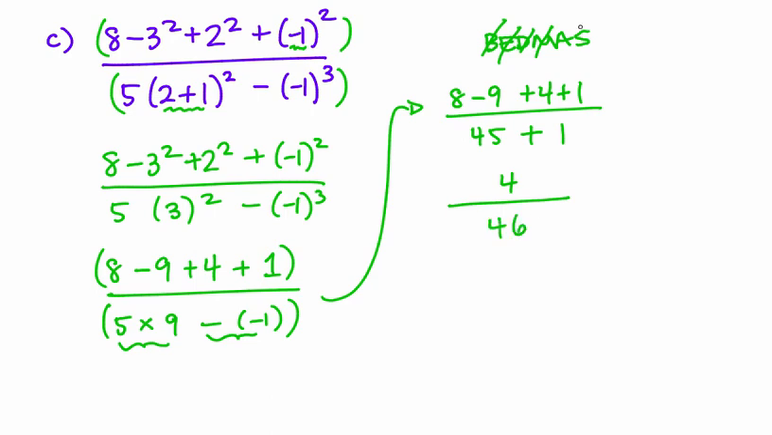And now I can simplify this fraction, which is essentially doing division, and 4 divided by 46 can become 2 over 23, and I have a final answer that's in lowest terms. Done. Make sure you are carefully working through the BEDMAS order of operations in the correct order. Okay, lots of practice in class. We'll see you then.